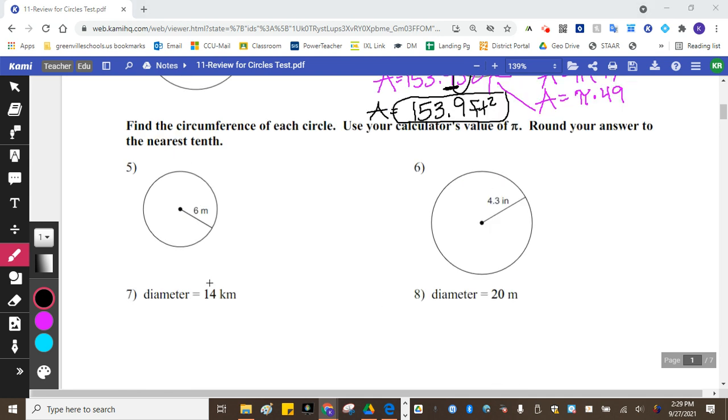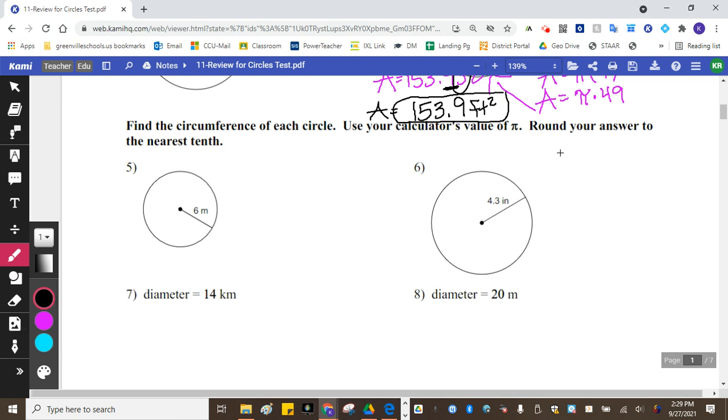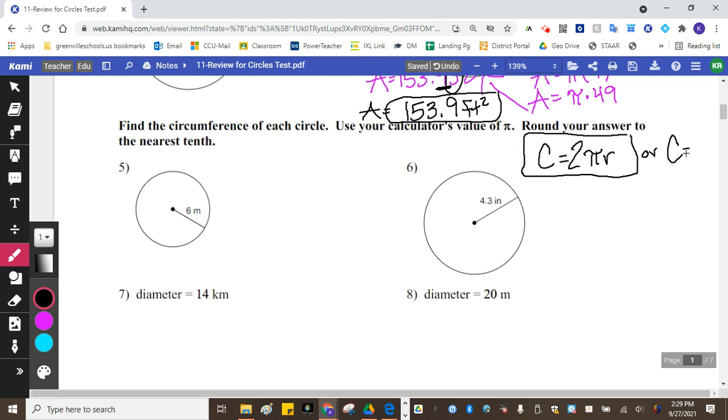For 6, you need to know your circumference equation. So your circumference equals, it's either 2 pi r. So if you're given the radius, I'd use this equation. Or your circumference equals pi times your diameter. Either of those work.